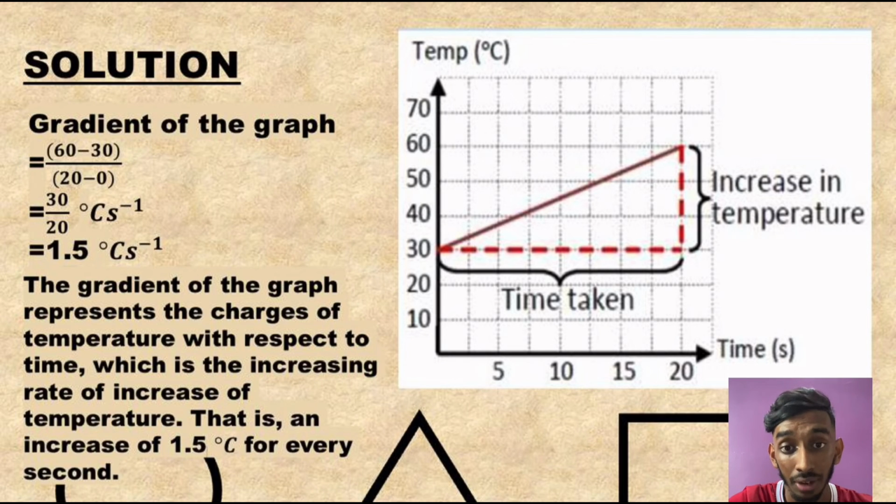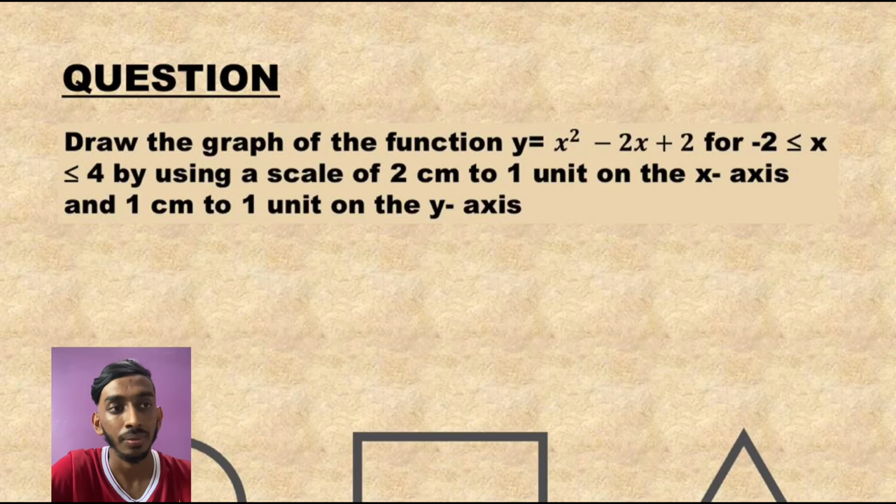You need to use the value of x and insert it in the formula, which is y equals x squared minus 2x plus 2, and you can get the value of y. After you get the value of y, you can plot the graph. That's all. For the second question, draw the graph of the function y equals x squared minus 2x plus 2 for the value of x from negative 2 until 4 by using a scale of 2 cm to 1 unit on the x-axis and 1 centimeter to 1 unit on the y-axis.